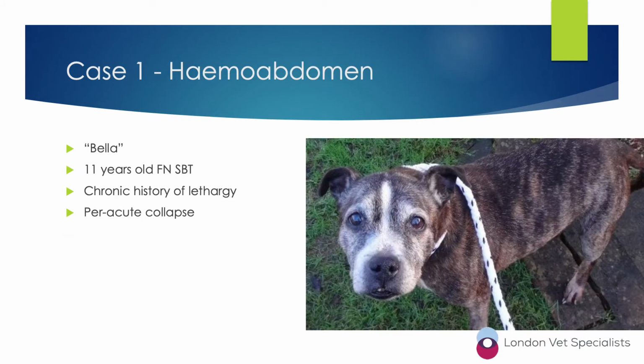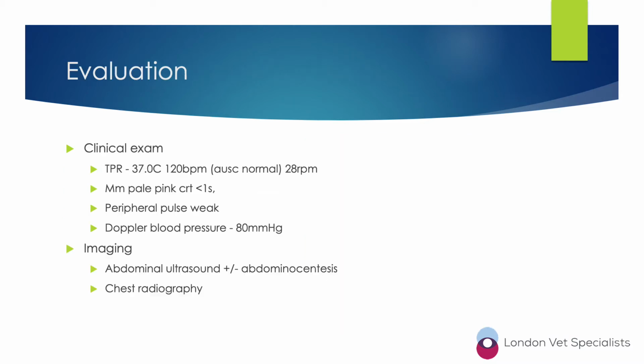So the first one, we look at hemoabdomen. So this is Bella. She's an 11-year-old Staffordshire Bull Terrier. She's had a chronic history of lethargy, which the owners have put down to old age. She's just slowing down, but this morning she had a peracute collapse, so she collapsed and struggled to get up.